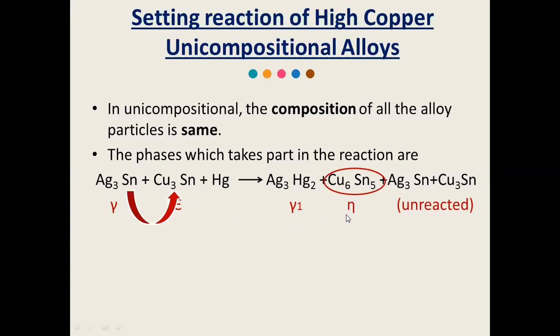And these eta phases, as in admixed we have seen, form a halo around the eutectic phase. But here they are formed as a rod shape, which are embedded in the matrix of gamma 1. So this is the setting reaction of single unicompositional alloys.